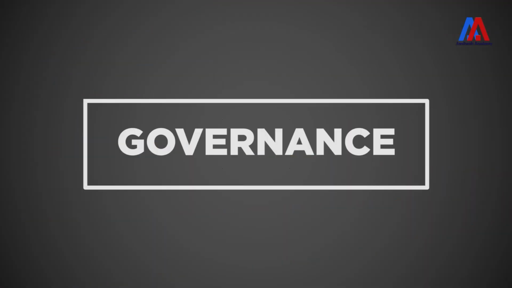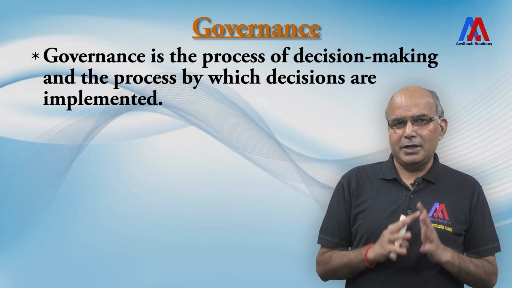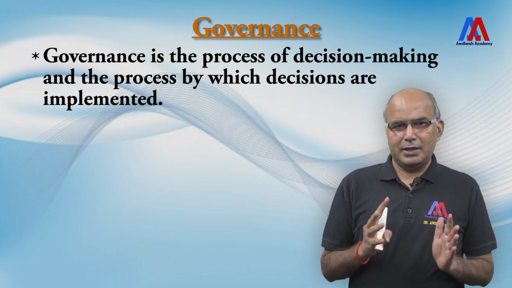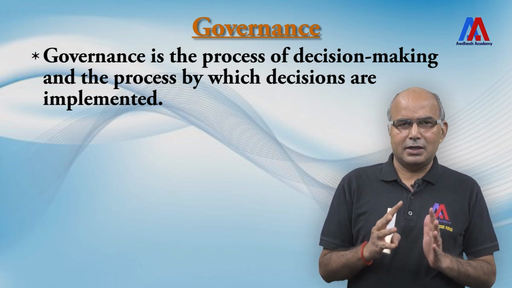So first of all, let us understand what is the meaning of governance. Governance can be defined as the process of decision making and the process by which the decisions are implemented. So there are two parts in governance. The first is the process of decision making, and the second is the process by which the decisions are implemented. So for example, you make the law by going to the parliament, by the executive like the elected government, and then it is implemented at the ground level by the different departments.